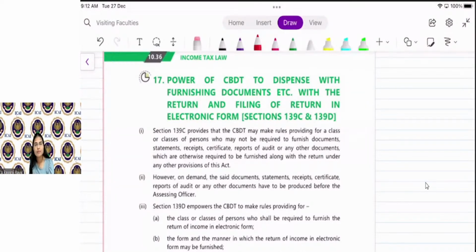With CA. So, along with your return, it is not required to provide all the details of all the annexures. They are like bank statement, payment voucher, receipt voucher, anything. But yes, whenever assessing officer asks for you to produce the statement, receipt, certificates before them, then you have to provide that.